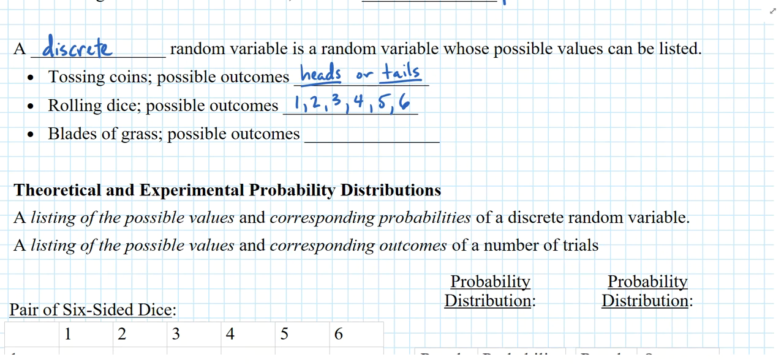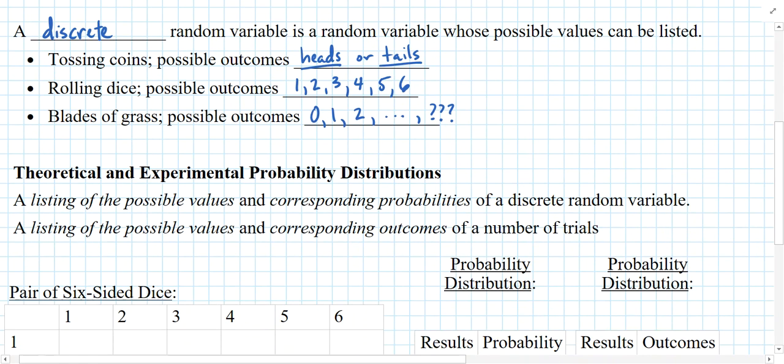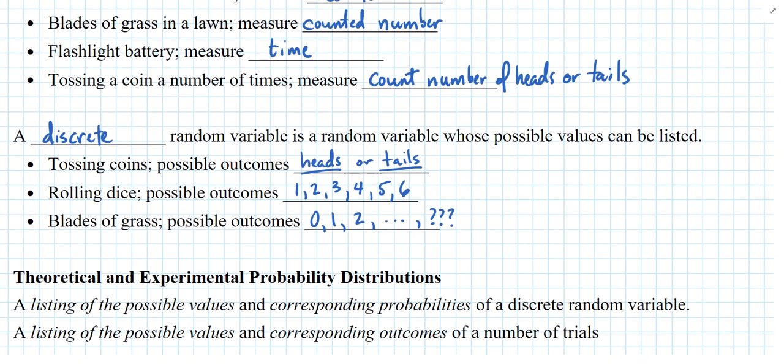The number of blades of grass in your backyard technically can be counted, but it would be difficult to do so. But since the number of blades of grass could potentially be listed, we can call this a discrete random variable. The outcomes of the lifetime of a battery, however, cannot be listed. Instead, we would call this a continuous random variable.